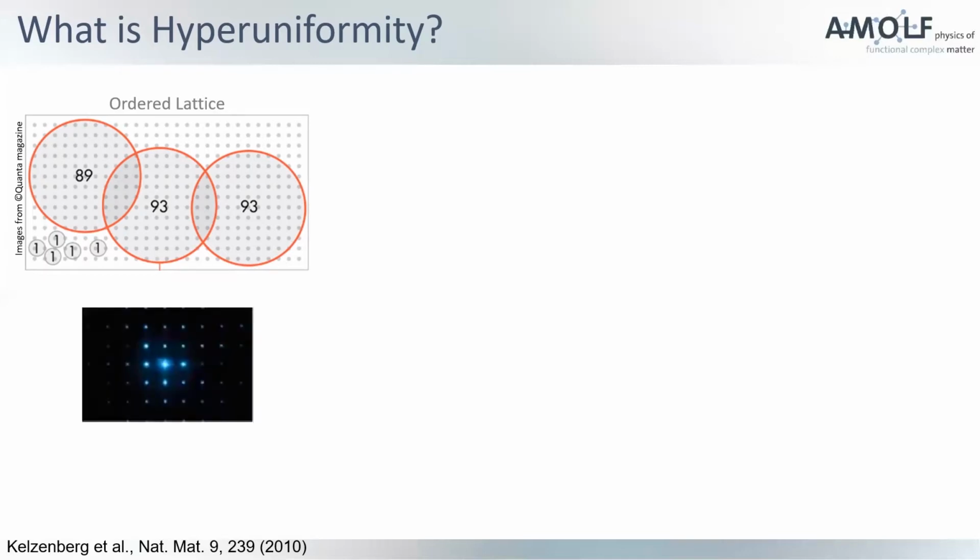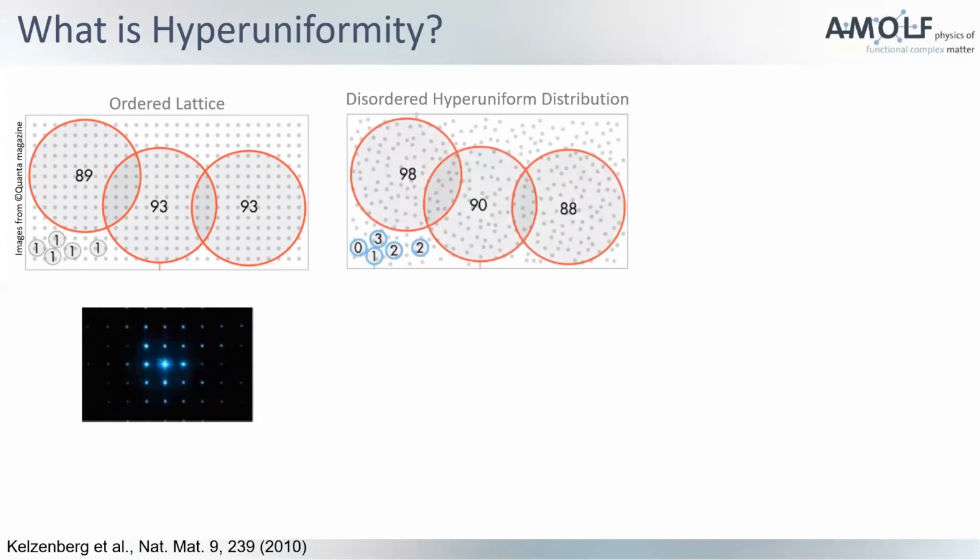Here I show the K space that all of you know, this is what we expect from an ordered lattice. So now if we introduce some kind of disorder to this ordered lattice, we can see that for small rings, the number of dots inside the ring changes. But when we go to big enough rings, the numbers are actually not that different anymore. And that is because there is a kind of uniformity in this disorder that we have. And that is that for big enough areas, the density is kind of uniform.